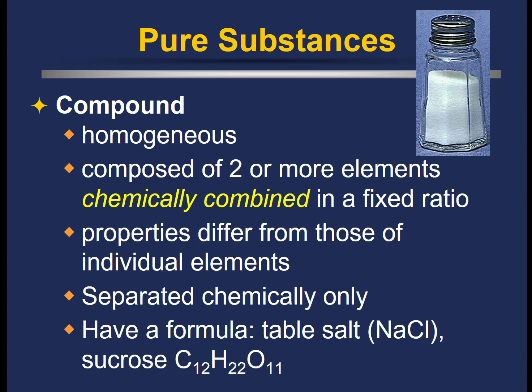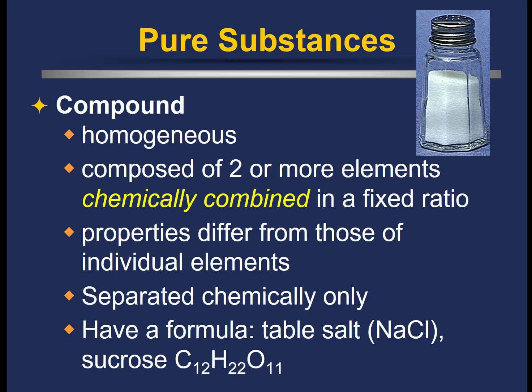Compounds are homogeneous, and as I said before, they are composed of two or more elements that are chemically combined, and they're combined in a fixed ratio. Oftentimes, they will have a formula, and that formula will show the ratio. The properties of the compound will be very different than the elements that form the compound. To separate a compound, you have to use a chemical change. Physically, you cannot separate the elements in a compound from each other.